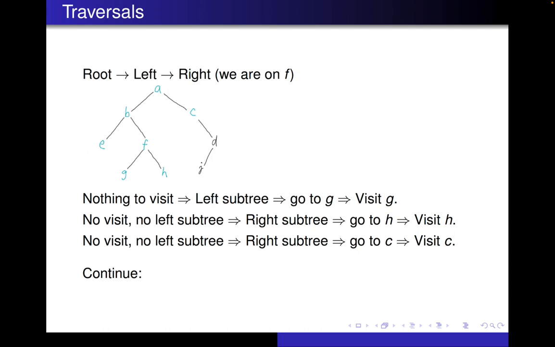Now we're going to continue, and here's how we've visited them at this point. We visited A first, then B, then E, then F, then G, then H, then C. And now if we apply this to subtree C, we're going to visit D next, and then visit J at the end. See if you can figure out how we do that. All right, so that's our first one, our pre-order traversal.